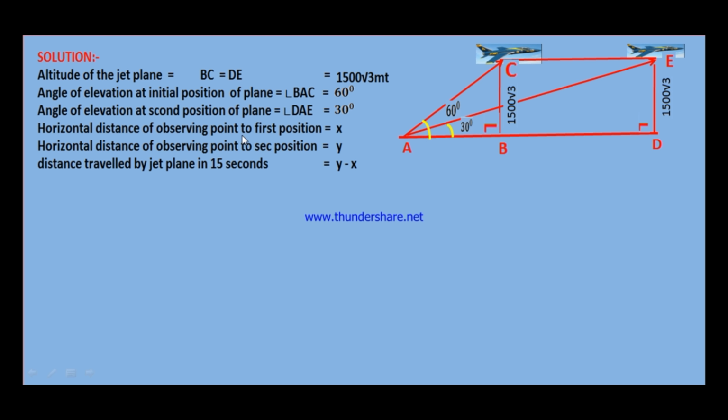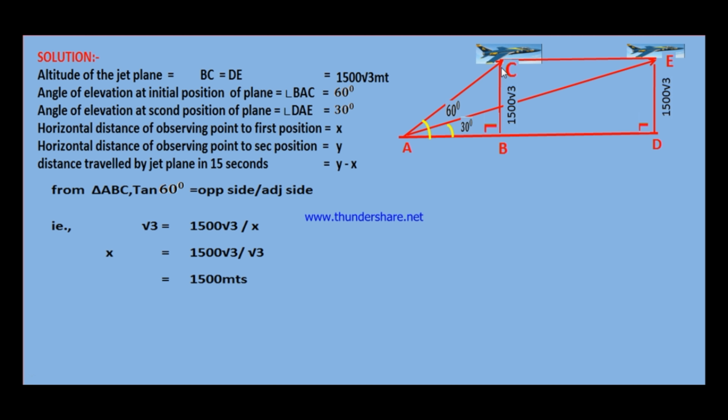Let the horizontal distance from the observing point to the first position be x. And the horizontal distance from the observing point to the second position, that is the distance from A to D, is y meters. Then the distance travelled by the plane in 15 seconds is nothing but AD minus AB. AD value is y, minus AB value is x. Therefore, in order to find the distance travelled by the plane, we have to find out the x value and y value.